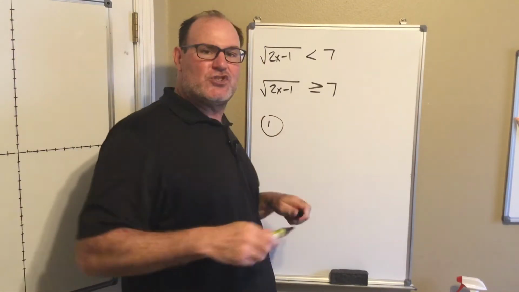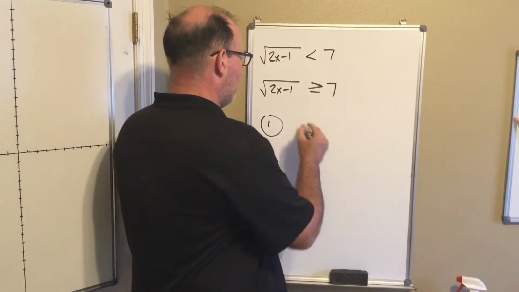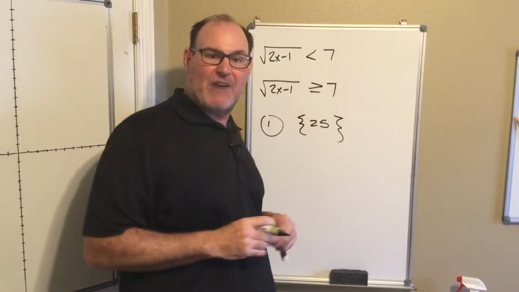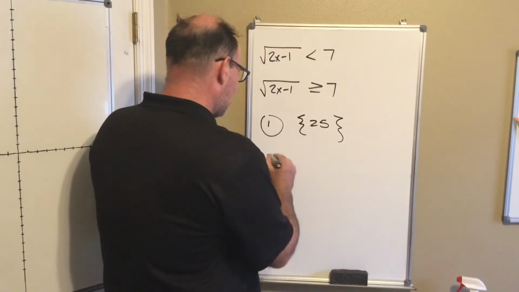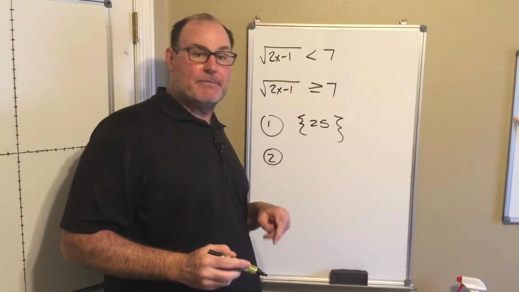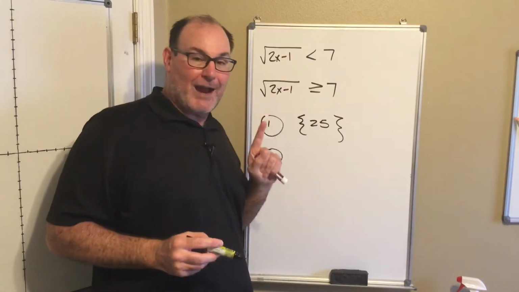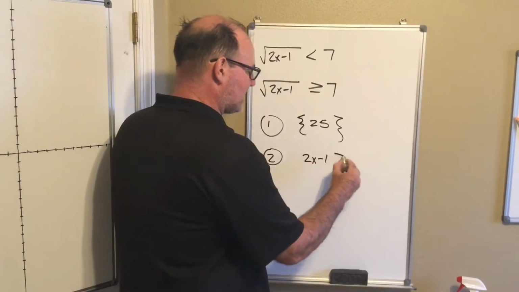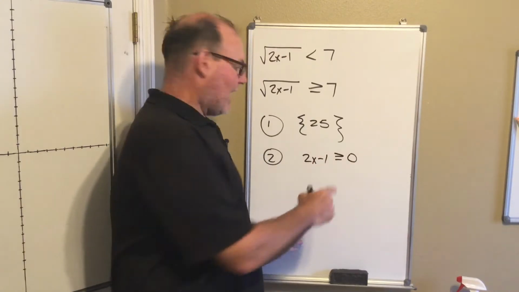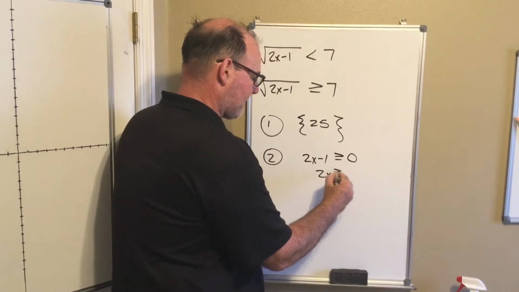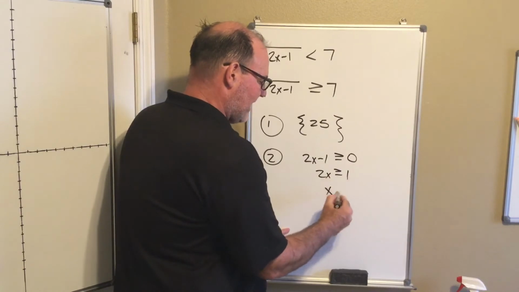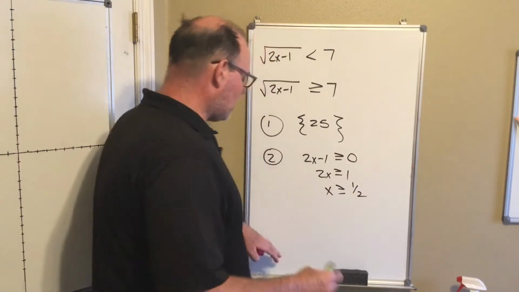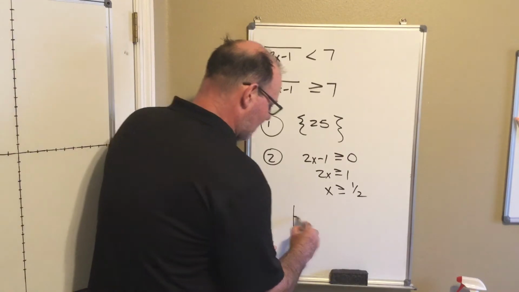Step one is to solve the equation. And if memory serves, I think the solution set was 25. The second step is to create my number line. In order to do that, because of my radical, I have to find the domain. So 2x minus 1 has to be bigger than or equal to 0. I'm going to add the 1, divide by 2, and I get my values have to be bigger than or equal to 1/2. So here is my number line right here.